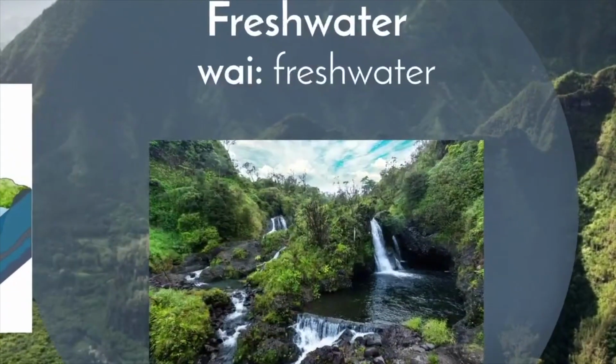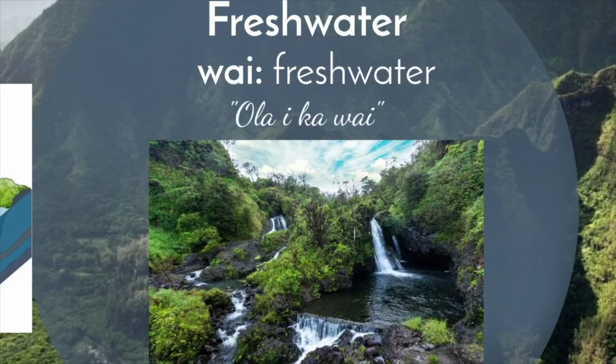In Hawaiian, "wai" is the word for fresh water, and there is a common expression, "ola i ka wai," or water is life. Unfortunately, Hawaii's freshwater supply is being impacted by drought and sea level rise. Less precipitation means not only less water in our streams, but also less water entering our aquifers.